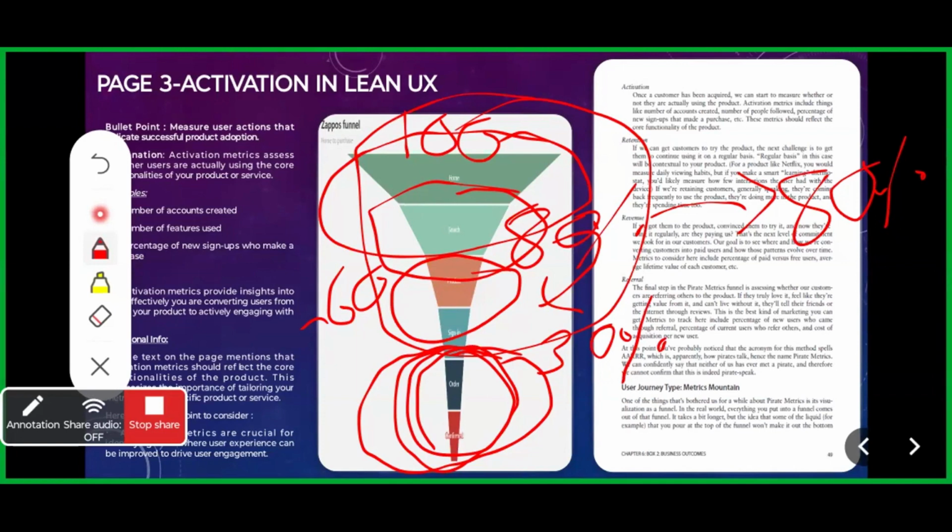Also, we have to keep them retained for a longer duration as they are the main loyal customers of our platform. They would also refer other people through word of mouth, through maybe a social media platform or some other ways. So this is the pirate metrics model that I have explained. And next, the user journey would be metrics mountain.